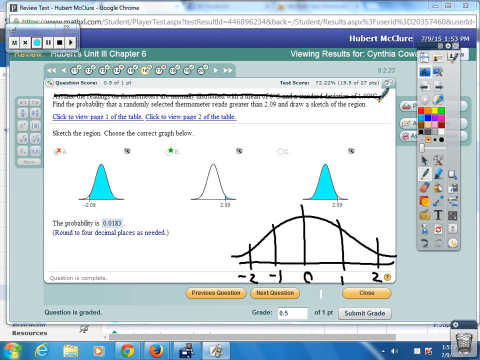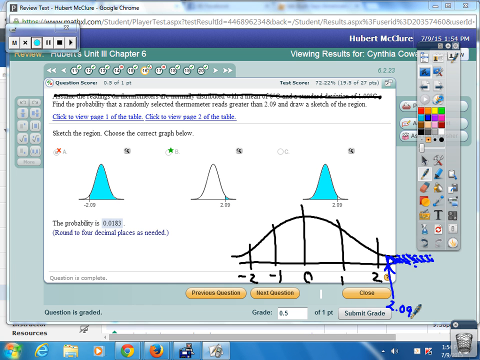Find the probability that a randomly selected reading is greater than 2.09. So I'm going to take my blue marker. I want to know that area right there because this is 2.09. So we take our handy dandy calculator. We've got to find this area right here if we use our table, because the table only gives us the left side. And to find the right hand side, you got to subtract the left hand side from 1.